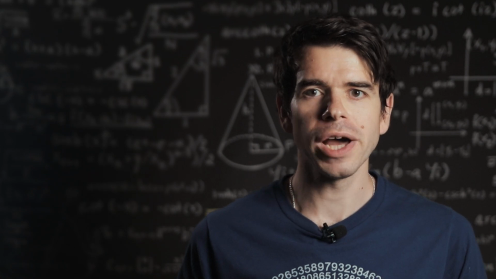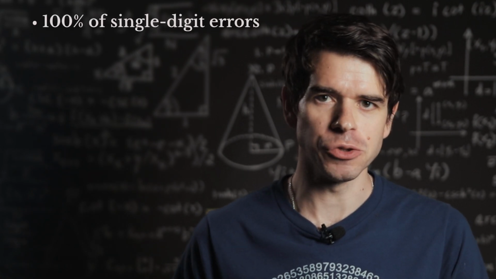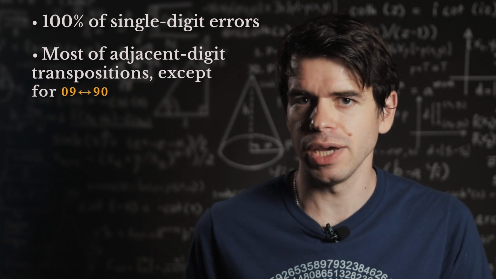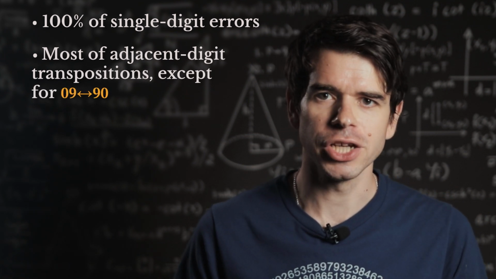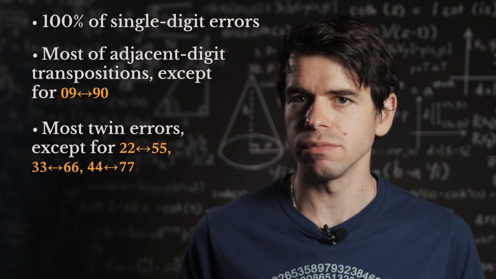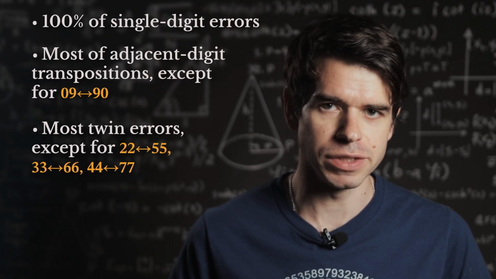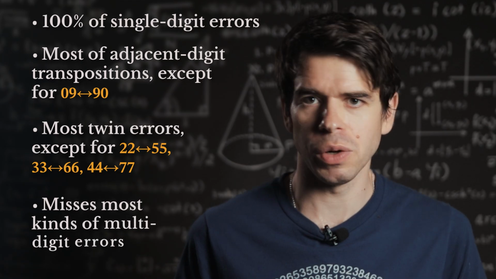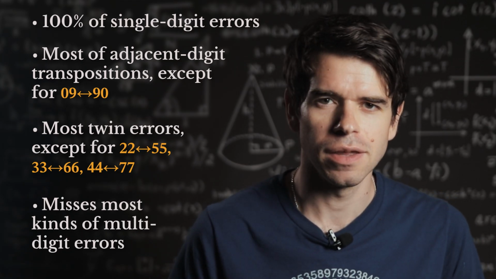Luhn catches 100% of single-digit substitutions. It catches almost every adjacent transposition except 09 flipping to 90. It catches most twin errors except 22, 33, and 44 flipping to 55, 66, and 77 respectively. But it's mostly blind to multi-digit errors, where one mistake can balance another.